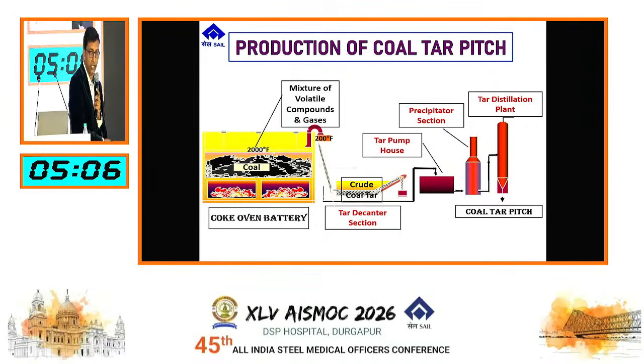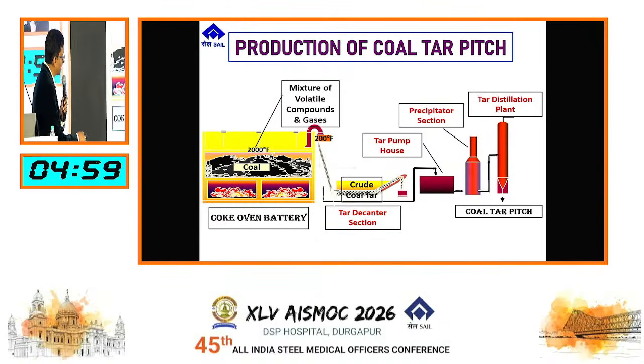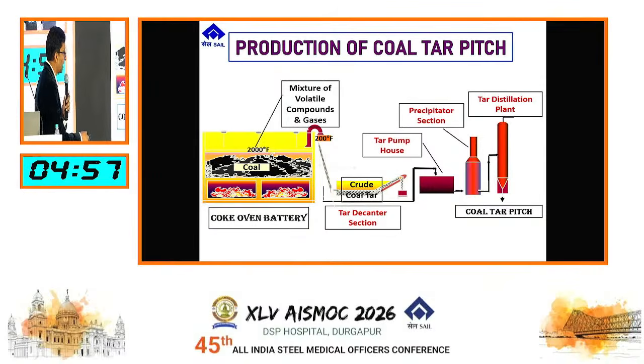There's another section called tar pump house, which pumps this crude coal tar from the decanter section to a precipitator section followed by tar distillation plant, where distillation of this crude coal tar results in formation of certain compounds like toluene, benzene, naphthalene, phenol, sulfate, certain byproducts that were previously used as dyes in cosmetics, including lipsticks and nail paints. And a final byproduct called coal tar pitch, which is used for making roadways and highways.